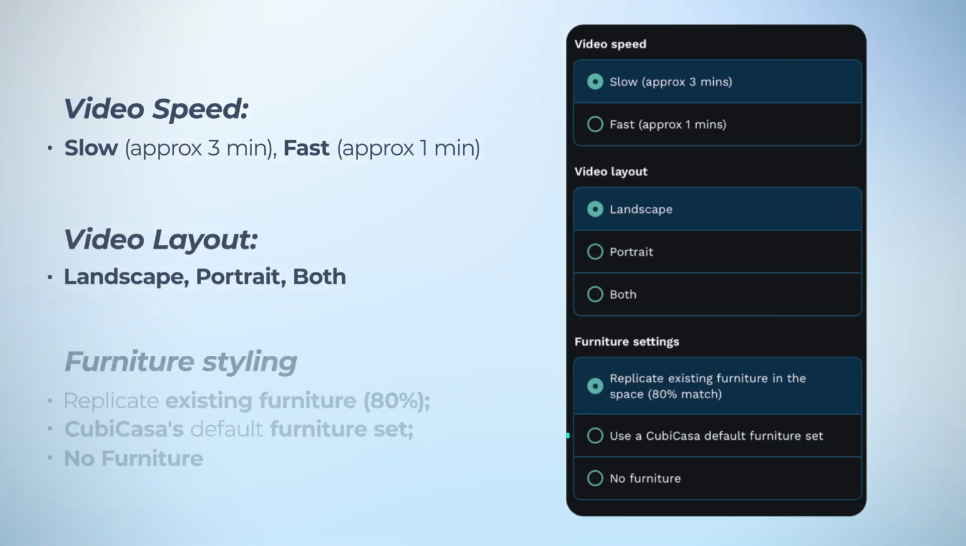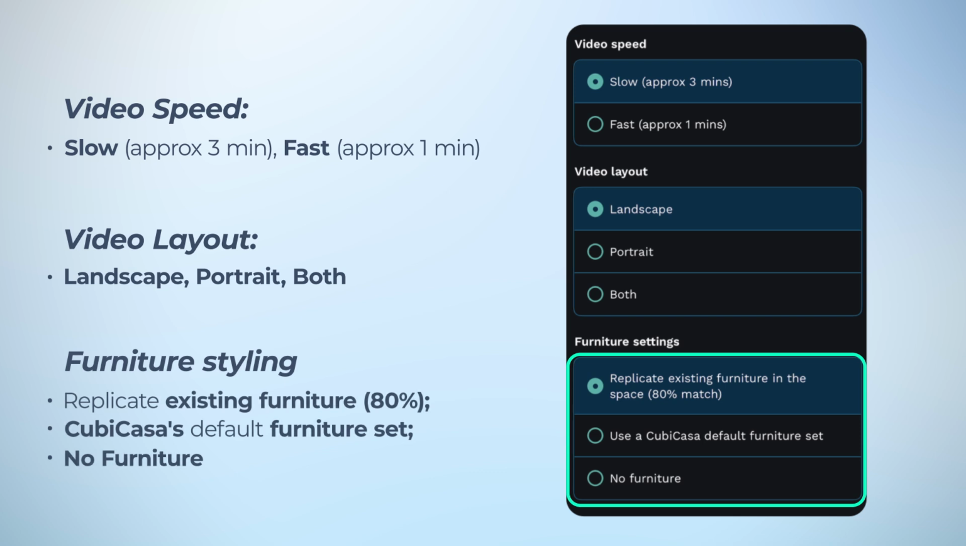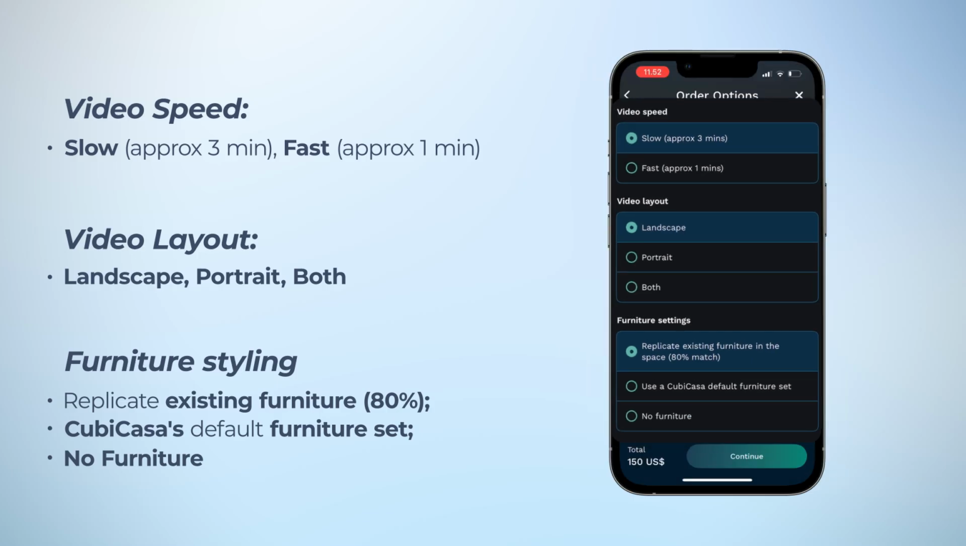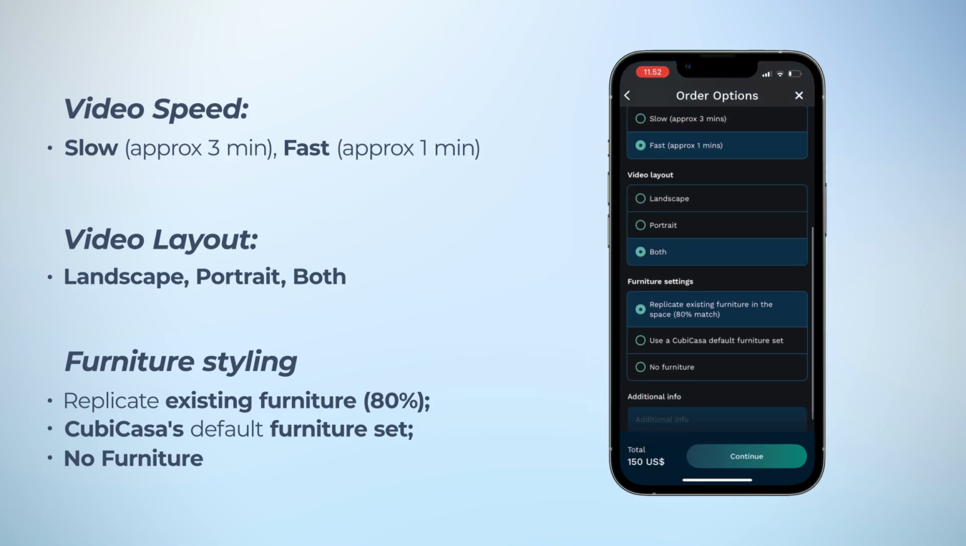Lastly, you can select the furniture styling: replicate existing furniture in the space, use CubiCasa's default furniture set, or no furniture. Then, simply continue to place your order.